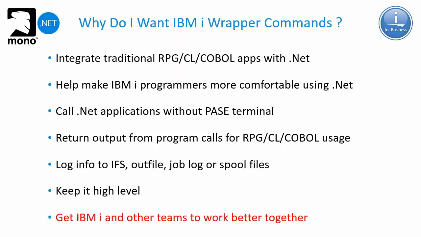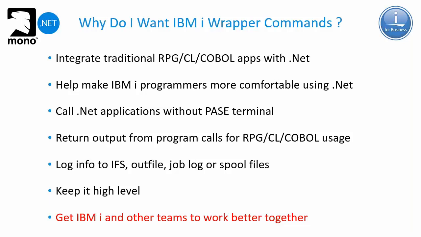So why would I want IBM wrapper commands, right? We know mono is working now, so that's great. Why would I want to wrap this with a set of CL commands? Integrating traditional CL or RPG or COBOL with .NET. Actually, this same wrapper concept applies to Python or Ruby or PHP, because I've done it, right, the same wrapper on every one of those. It can help make a traditional IBM programmer more comfortable using .NET from their applications. Or if you didn't want to do that, you could call .NET from the PASE terminal, but just remove that from the mix because we do it automatically.